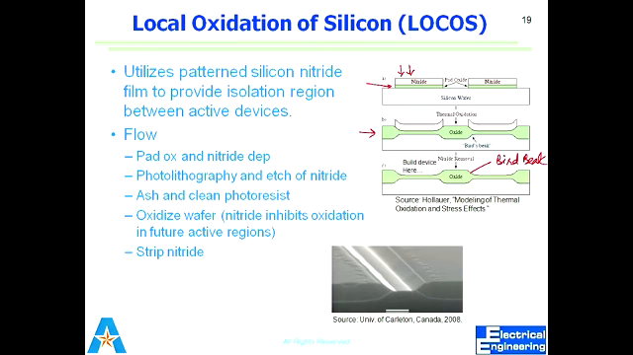So the important point here is that if I need to grow 500 nanometer of oxide, this is 1 micron, 1 micrometer. These are my active areas, right? These are my active areas, and this is 1 micrometer.